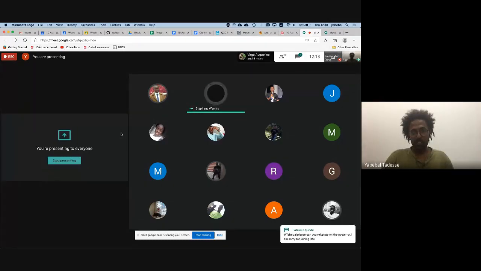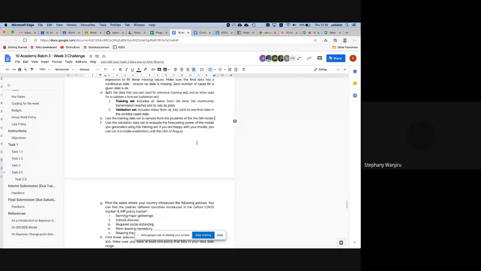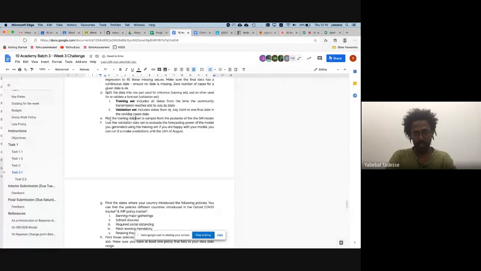Okay, I will also rewrite it, because I think it's not that clear. It says, use the training data to sample from the posterior of the SIR model. This is really badly written. What I thought was that you use the training data for the prior and then the validation data for the posterior, but I think I got it wrong. So I'm going to plot the training data together with the model that is sampled from the posterior of the SIR model, and I will explain what I mean.